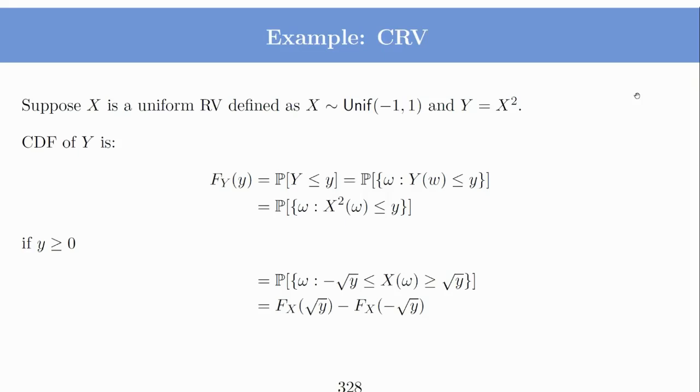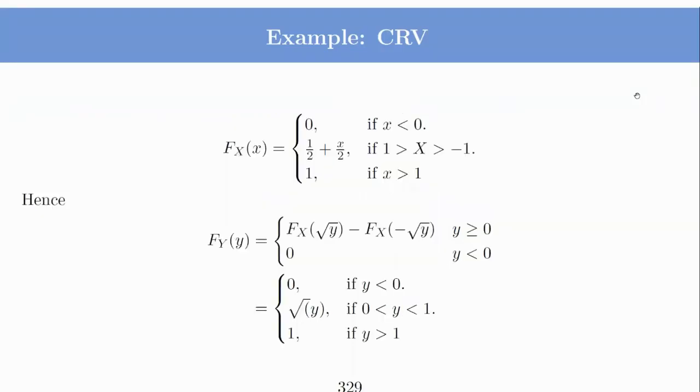The probability that X(omega) is between minus root y and root y is equal to the CDF of X at root y minus the CDF of X at minus root y. If I know the value of the CDF, I can very easily calculate this subtraction. For a uniform random variable between -1 and 1, we know that the CDF is 0 before -1 and 1 after +1, and in between -1 and 1 it increases as half plus x by 2.